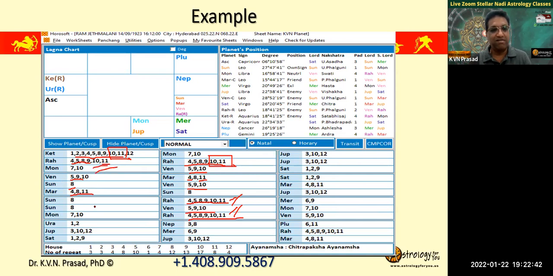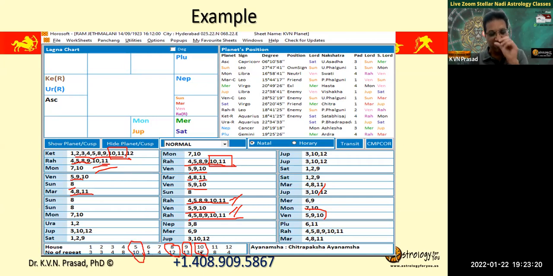See how many 10, 11s are there. Ketu itself has two 10, 11s, the moon, and Rahu again two 10, 11s. Here 10, 11, here 10, here 10, right? You see here, 17 times 10. Oh my God. 11 is 8 times. 12 is 10 times. 8 is 10 times. 9 is 13 times. 5 is also 10 times.